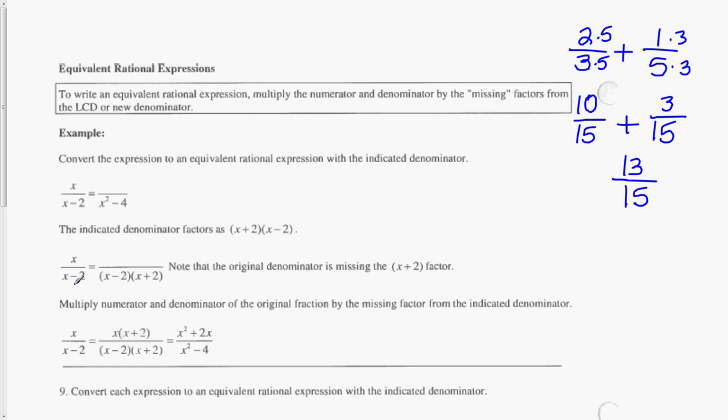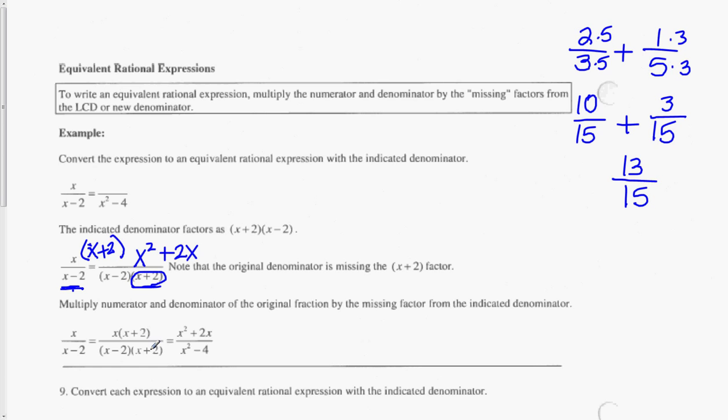So, for instance, I'm going to look right here. From my old denominator, x minus 2, to my new denominator, x minus 2 times x plus 2, I'm missing this x plus 2. So to make an equivalent fraction, I have to take the x that's on top and multiply it times x plus 2. Well, that would give me x squared plus 2x. Okay, so that's kind of how I play it.